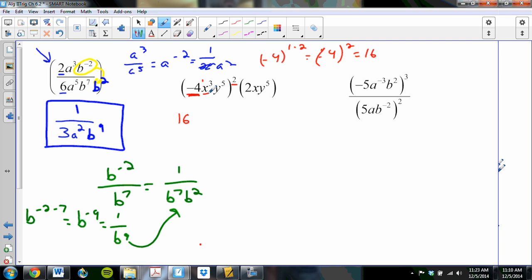X to the 3rd squared is x to the 6th, and y to the 5th squared is y to the 10th. And this 2xy to the fifth just stays 2xy to the fifth. Now when I multiply these, I'm just going to put together the things that are the same. So 16 times 2 is 32. X to the sixth times x to the first is x to the seventh. Y to the 10th times y to the fifth is y to the 15th.